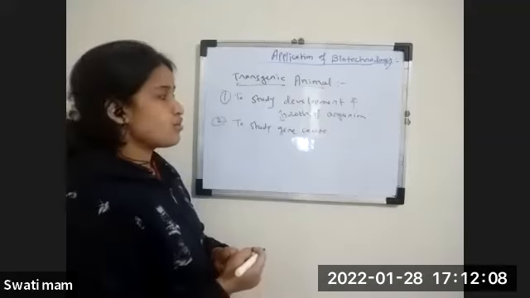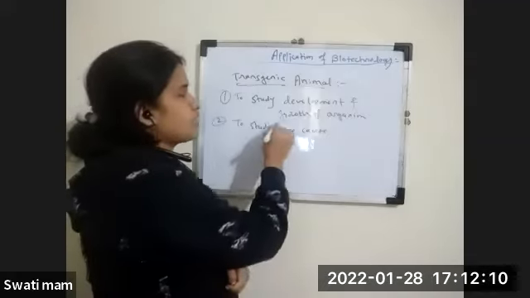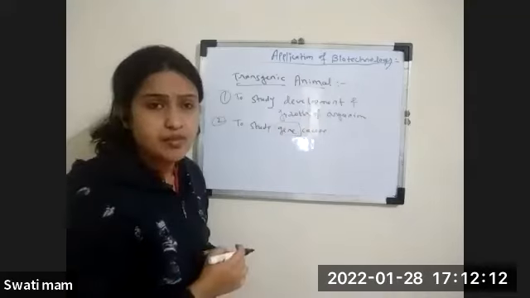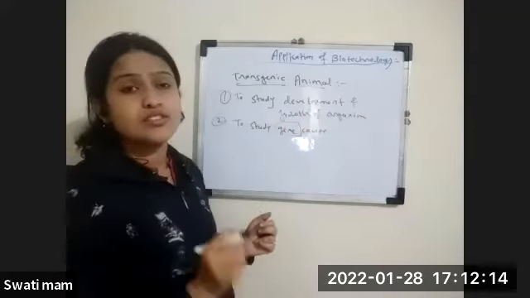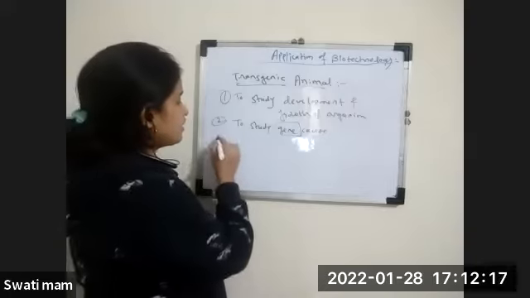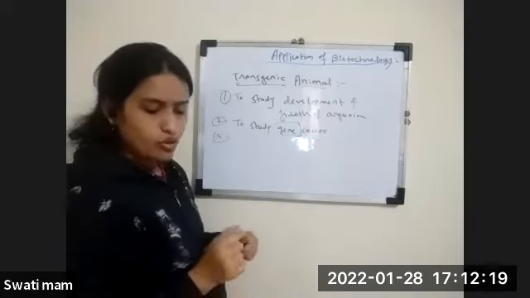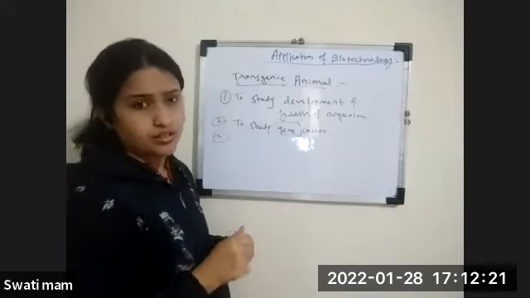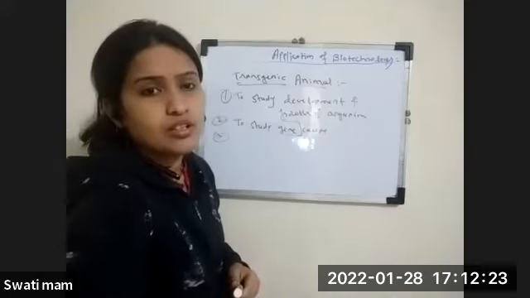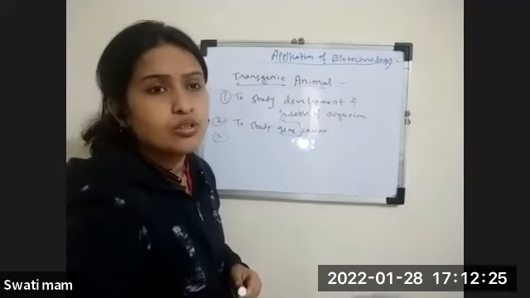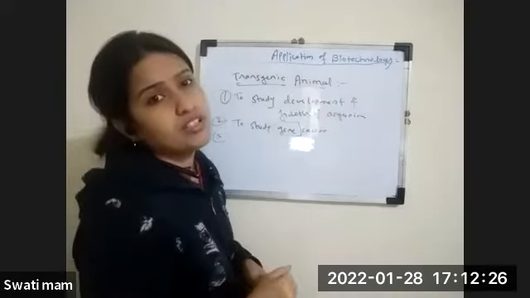Okay, so to study that, we are taking these transgenic animals to study the genes that cause the disease. Then the next purpose is to obtain biological products. Now, which biological products are obtained by using transgenic animals?